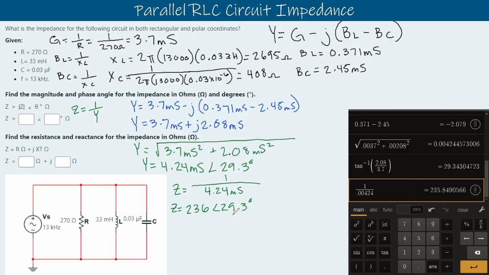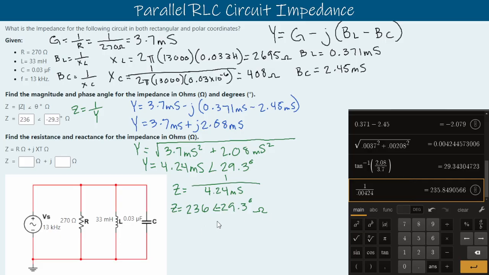Keep in mind when you take the inverse of something like this, you'll also flip your positive to a negative. And so in this case, the 29.3 will be a negative 29.3. That will stop you from getting your answers correct, so watch out for those. So this is our ohmic value. This is our Z total for this equation. So we'll type that in up here. We'll say that we've got 236 at an angle of negative 29.3.